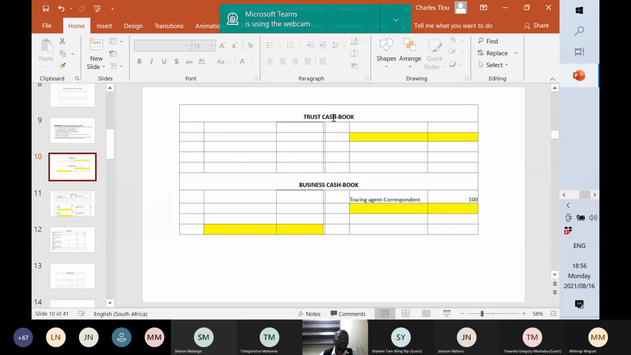Let's open a trust cash book here. Let's open a T account for a trust cash book. On this T account for trust cash book, we are going to credit. No, not credit, but we're going to debit. Say payment by XYZ.